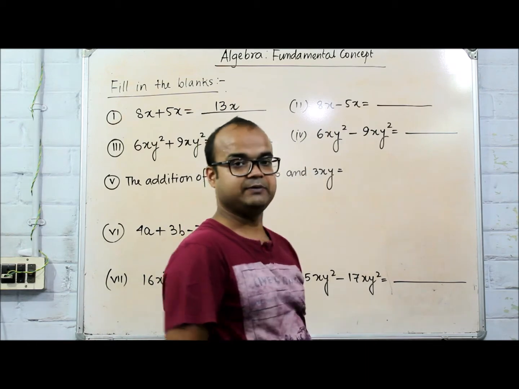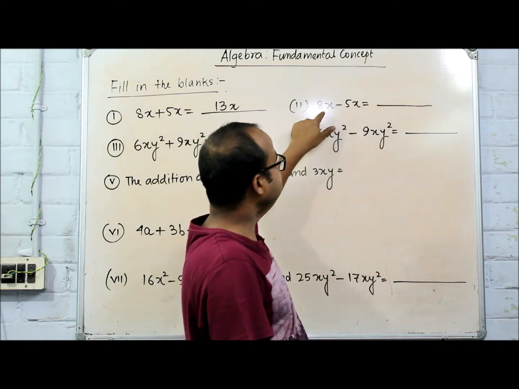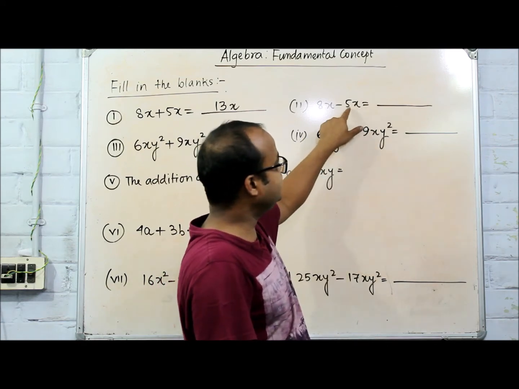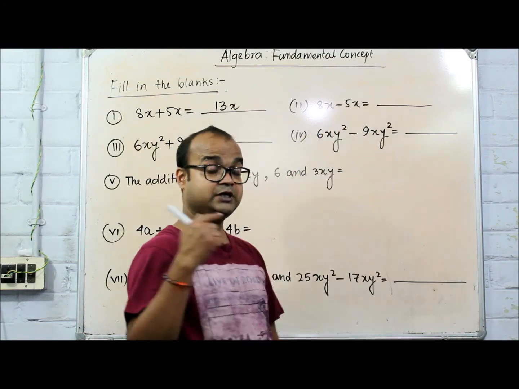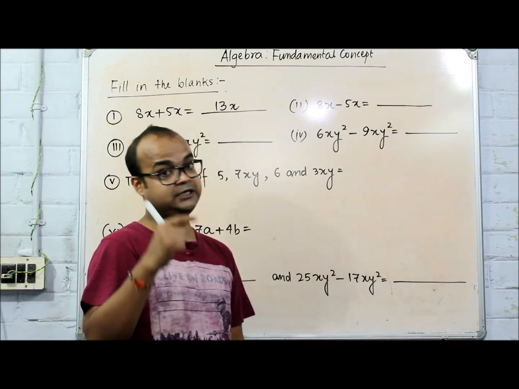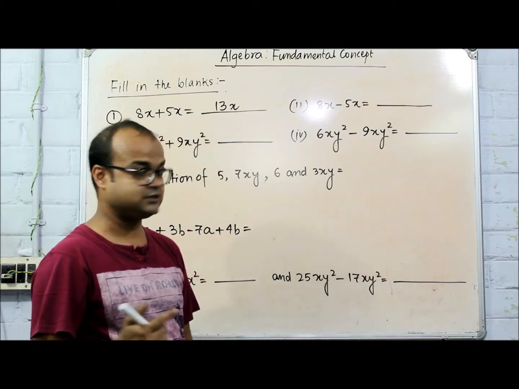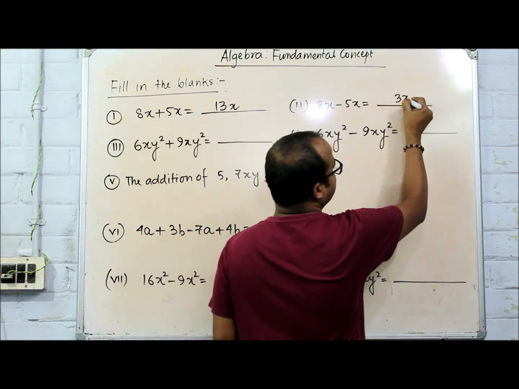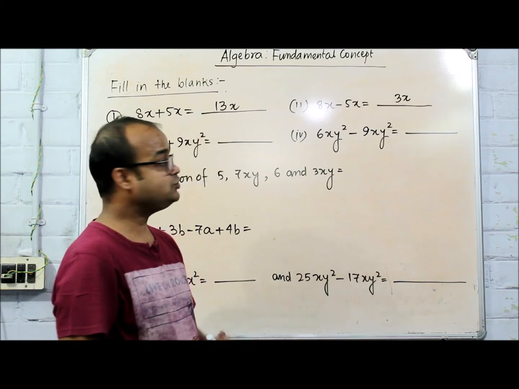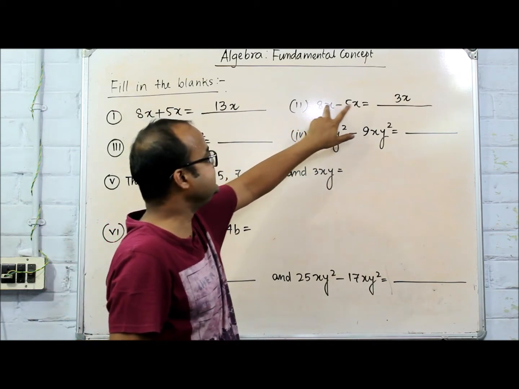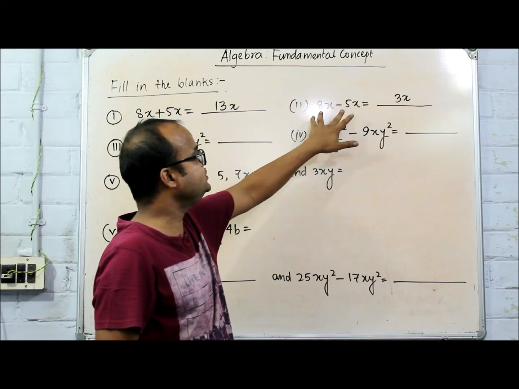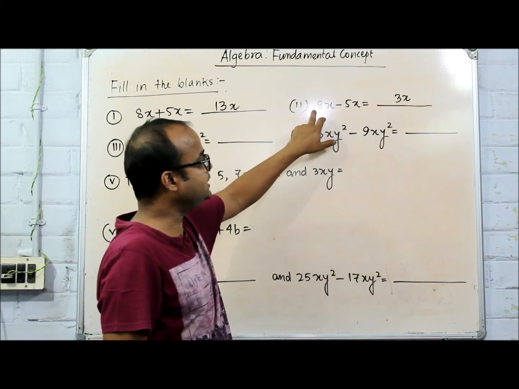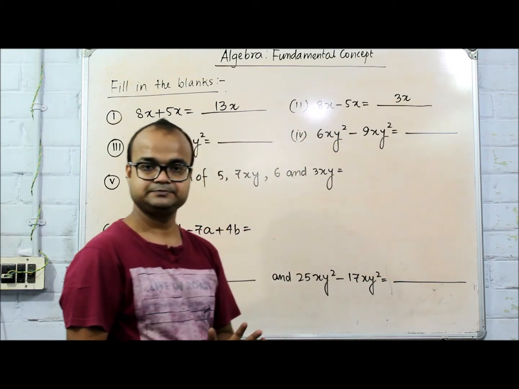8x minus 5x. 8x, what is the sign of 8x? Positive. Sign of 5x is negative. If you remember what I said earlier, opposite sign, they always need to be subtracted. So 8 minus 5 is equal to 3. Now which one is bigger in magnitude? 8. Out of 8 and 5, these are the numerical coefficients. 8 is bigger in magnitude. What is the sign of 8? Plus. So result will be plus 3x.